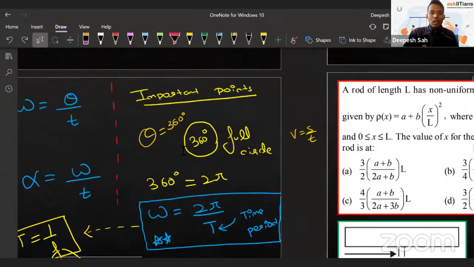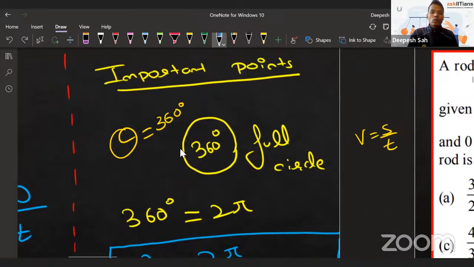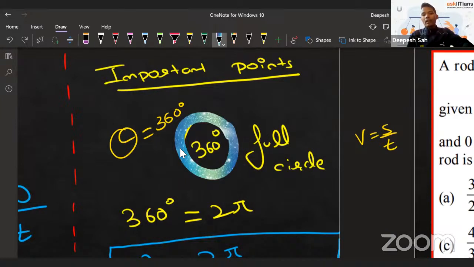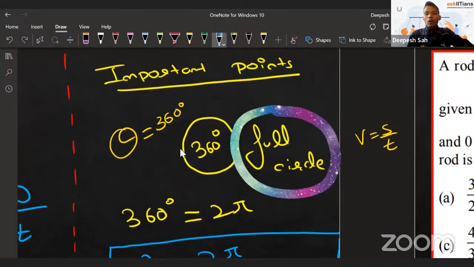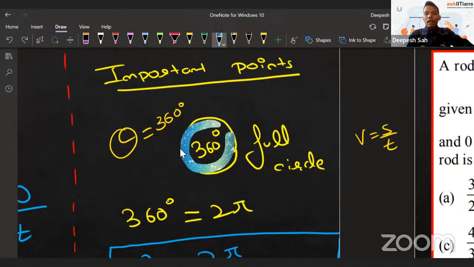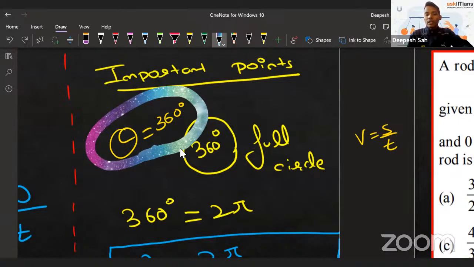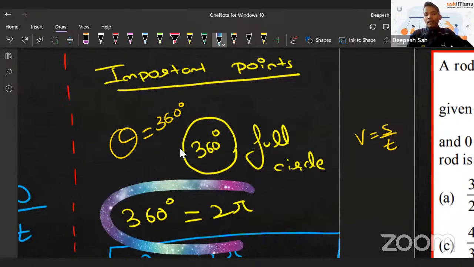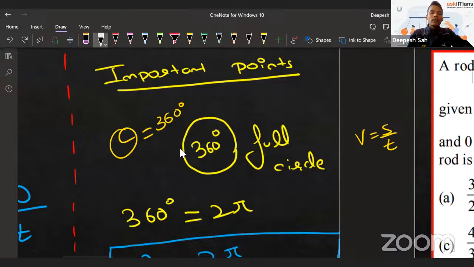And what is that? First of all, when we complete one full circle, everyone is aware of this fact: how much angle are we covering? We are covering an angle of 360 degrees. Basically, theta is equal to 360 degrees, which can be written as 2 pi in radians. A lot of people get confused. Keep it in mind, just like we measure distance in meters, kilometers, centimeters, millimeters, there are a lot of different units to measure distance.